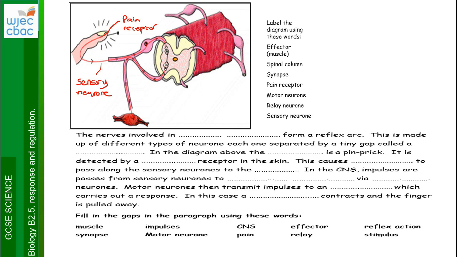The next label then would be synapse. So that would be this little triangle here. And let's put this label at the top. And then from the synapse, over the synapse, it goes into this, which would be your relay neuron. From the relay neuron then to the motor neuron, which would be this one, or you could have, well, anywhere along here could be labelled as motor neuron. And then finally at the bottom we have the effector or muscle.